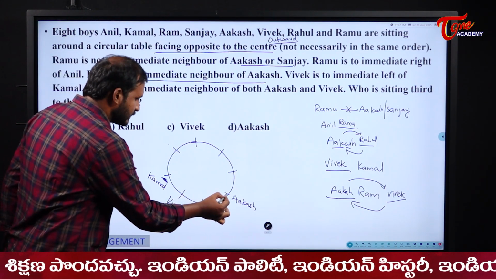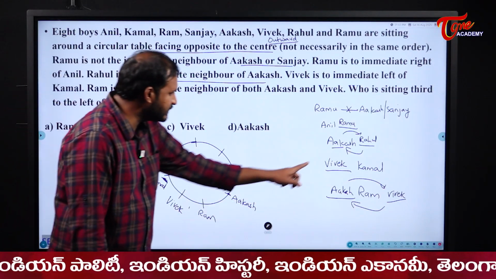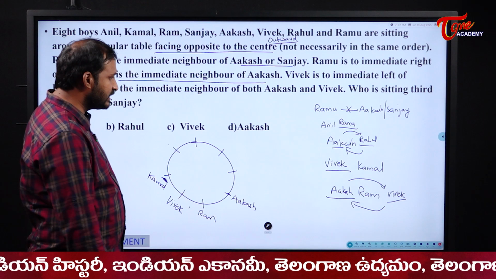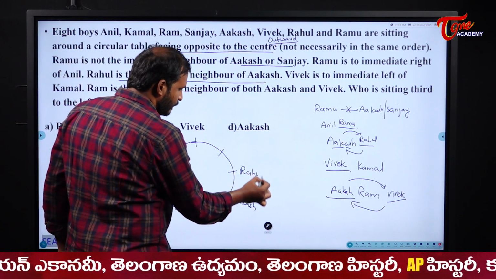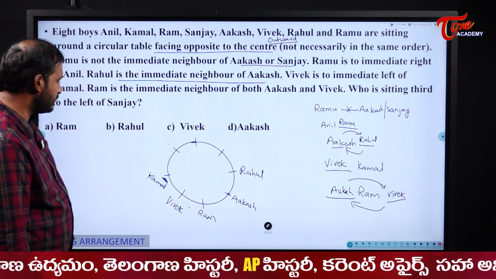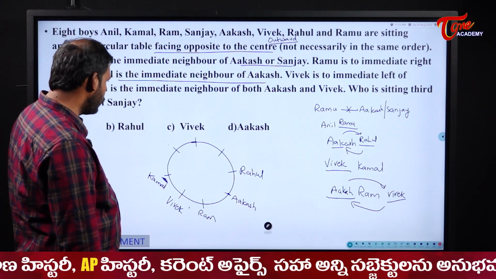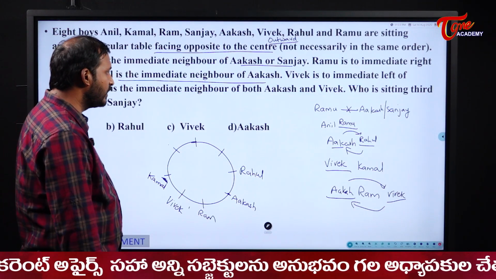Right? Kamal and Akash, right? So 4 persons we will, and they are clearly mentioning that Akash and Rahul are who? Neighbors. Akash and Rahul are neighbors. So Rahul will come here. Okay, Rahul will come here. So next I have only one person, I have 2 persons. Who are those? Anil, Ramu and Sanjay. Anil, Ramu and Sanjay.